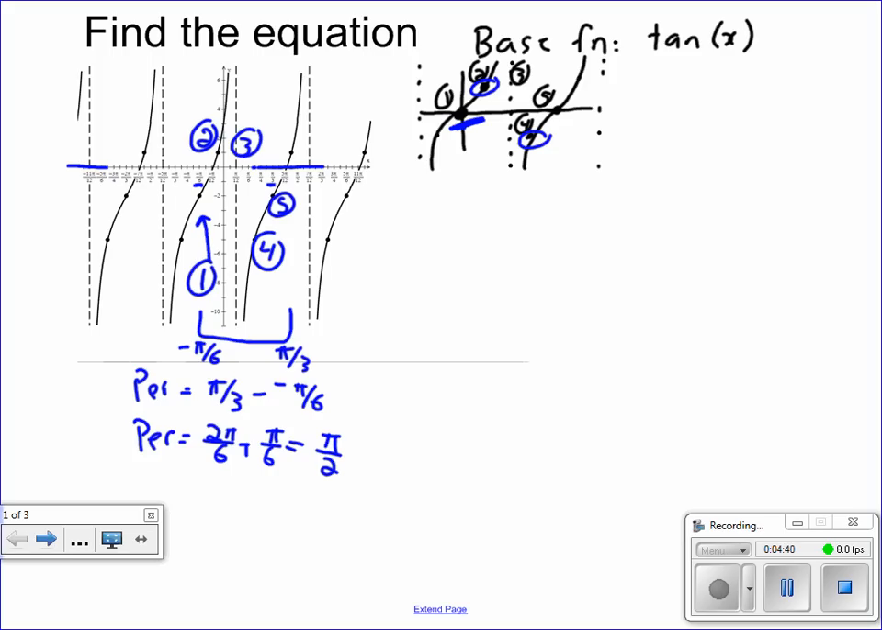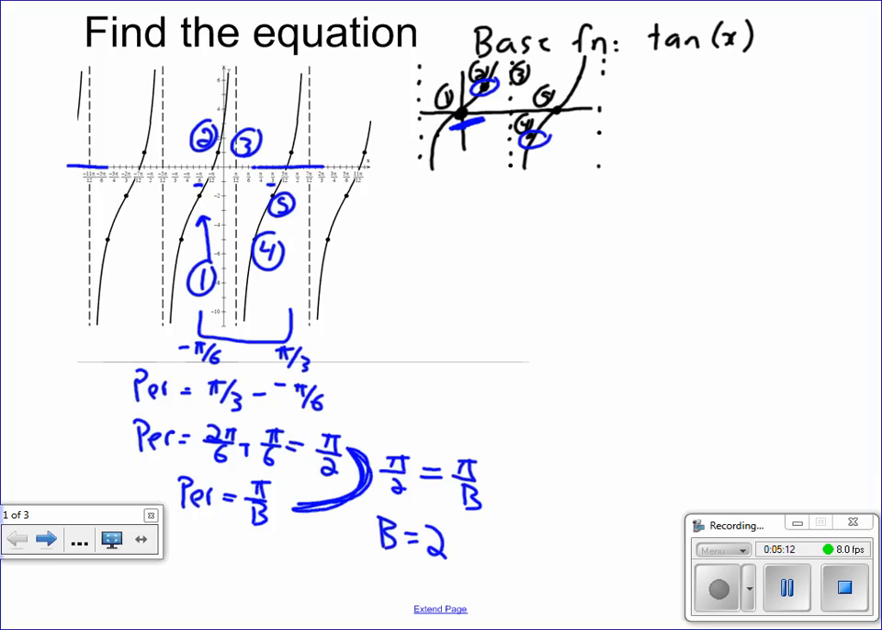All right, now that we know our period is pi over 2, we also have our formula for the period. The period equals pi over b, since we have a tangent graph. So we combine these two together. We know that pi over 2 must equal pi over b, and when we solve for b, that gives us b equals 2. In this case, it's quite easy to see. We just have pi over 2 equals pi over b, so b must have been 2.